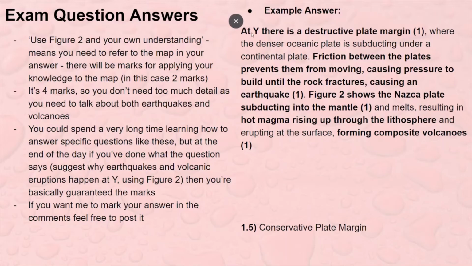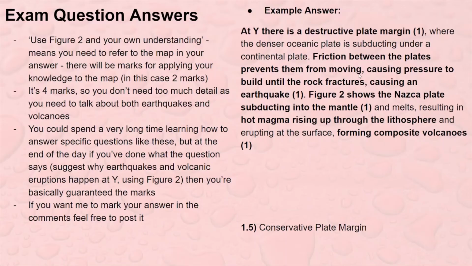So I've given you an example answer, shown you how I've done that. So I've said at Y there's a destructive plate margin. So I've literally just said what's on the map, and that's applying your knowledge, and that's 1 mark. And again, figure 2 shows the Nazca plate subducting into the mantle. Again, another mark just for application. And then how have I gone about describing how earthquakes and volcanoes happen? Well, it's 4 marks. You don't need too much detail. I've simply given a bare bones explanation.